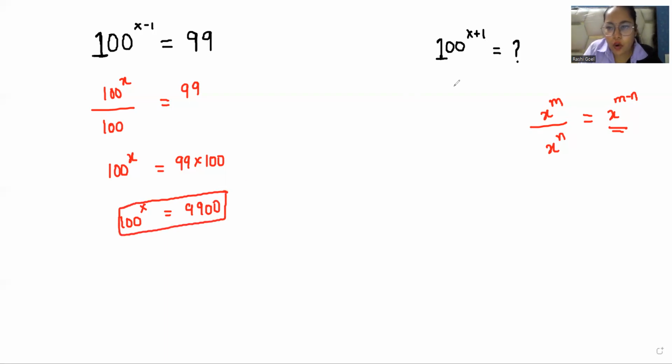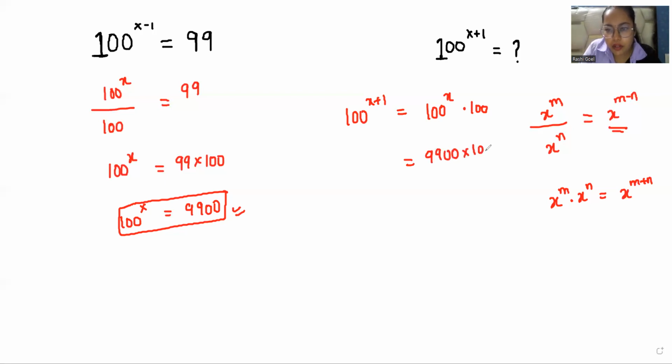Now we have to find the value of 100^(x+1). So according to the multiplication rule, we can say that x^m times x^n is equal to x^(m+n). So 100^(x+1) is equal to, I can write, 100^x times 100. So the value of 100^x is 9900, times 100. That is 990000. So 100^(x+1) is 990000.